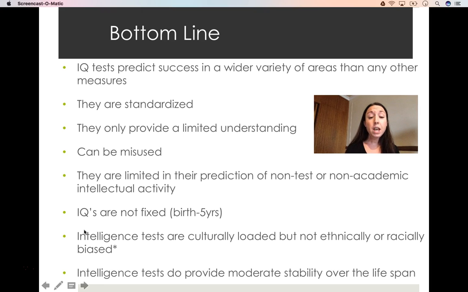Intelligence tests do provide moderate stability over the lifespan. If you get an IQ score when you're 10, you probably would get the same IQ score when you're 20, or you should. And if there's a huge difference outside of the confidence interval or that range of plausible values, you want to make sure that the test was valid and that maybe there wasn't some type of head injury or something that could lead to a regression.